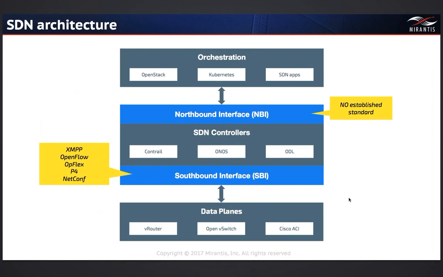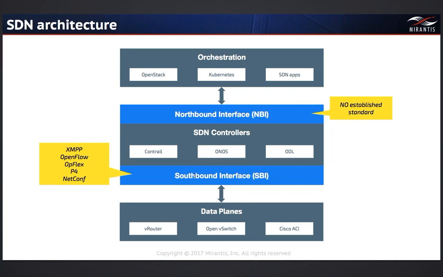Just to sum up the architecture, from the top we have orchestration and applications. Applications talk over the NorthBound interface to the controller. We can have different applications: OpenStack, Kubernetes, other custom SDN applications. They all talk over the NBI to the SDN controller. We have SDN controllers, as you already mentioned, Contrail, ONOS, Open Daylight. There are many options to use.